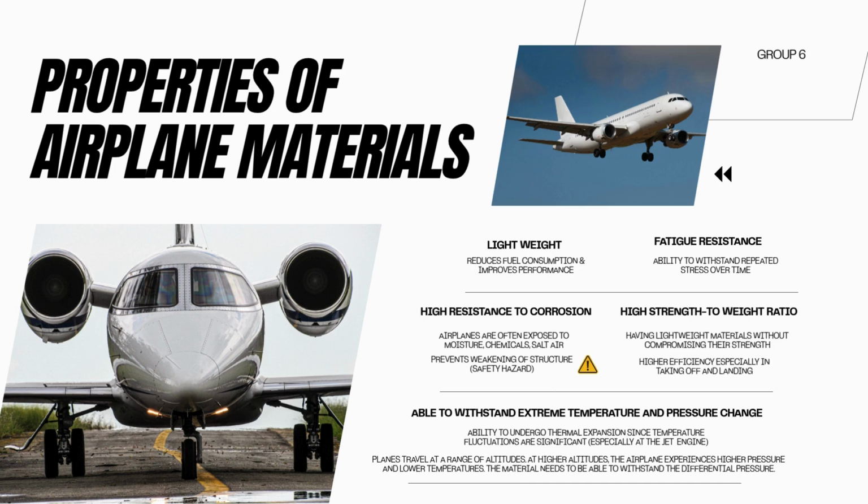Since airplanes are often exposed to moisture, chemicals, and salt air, corrosion resistance helps prevent weakening of the structure and ensure safety. We also have high strength-to-weight ratio. This means the materials are strong but still light, allowing for better efficiency and performance. Lastly, airplane materials must be able to withstand extreme temperature and pressure changes. This is crucial because airplanes fly at high altitudes, where temperature and pressures vary greatly, especially near the jet engine.